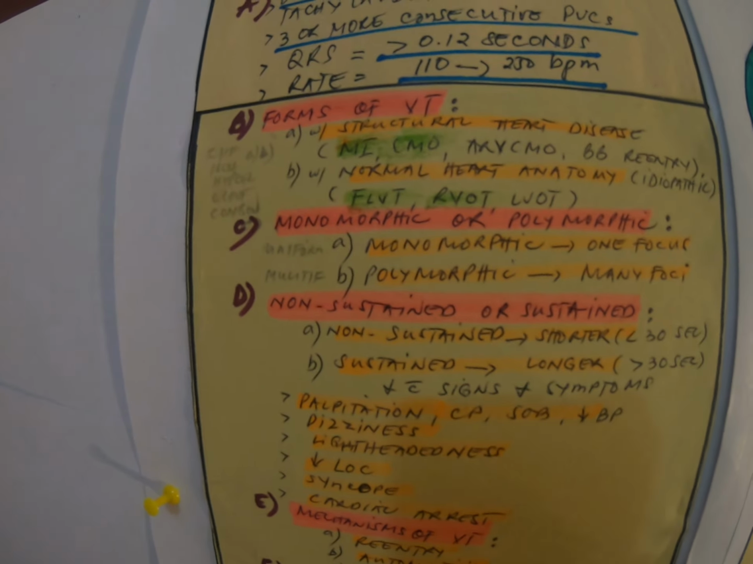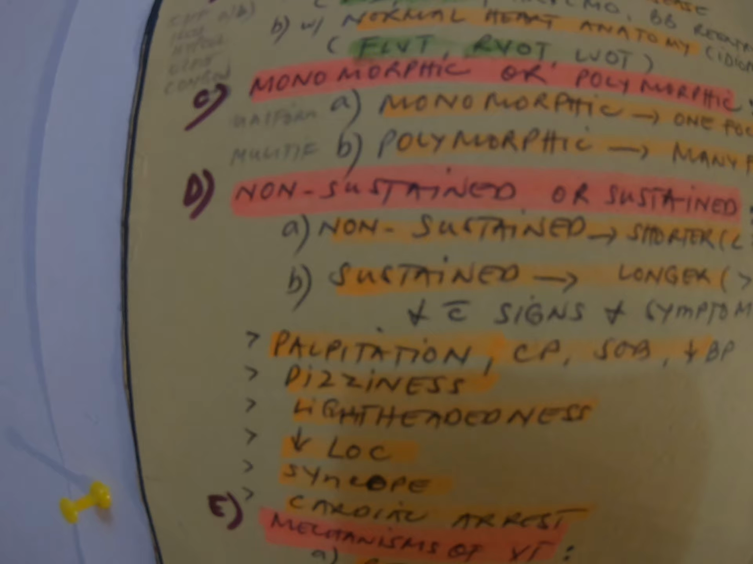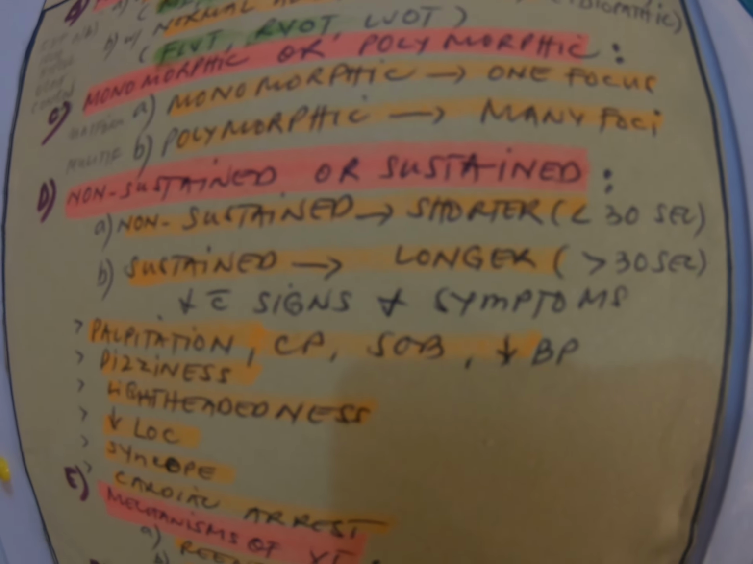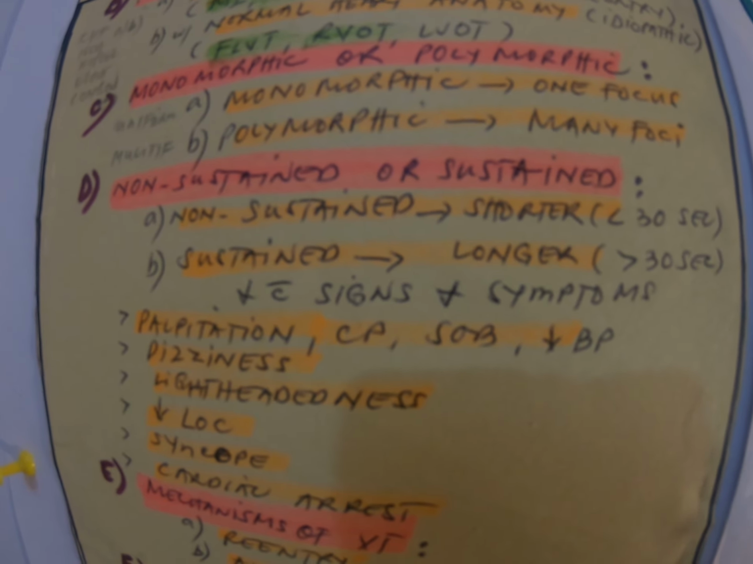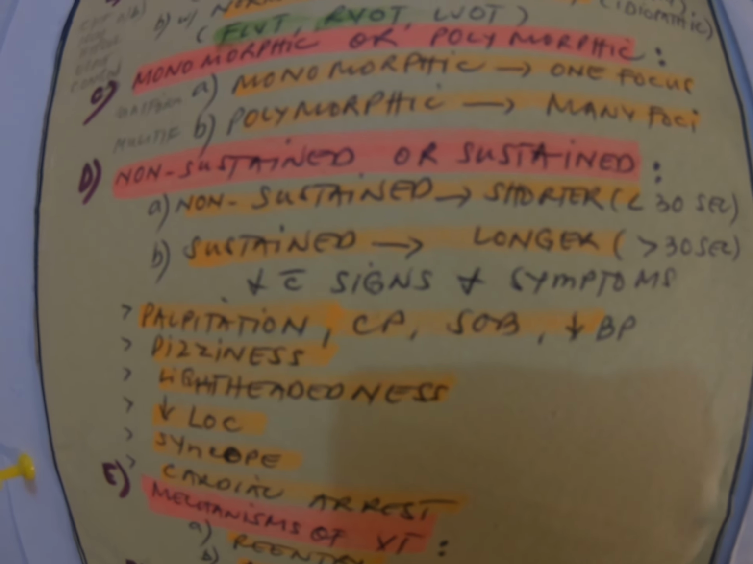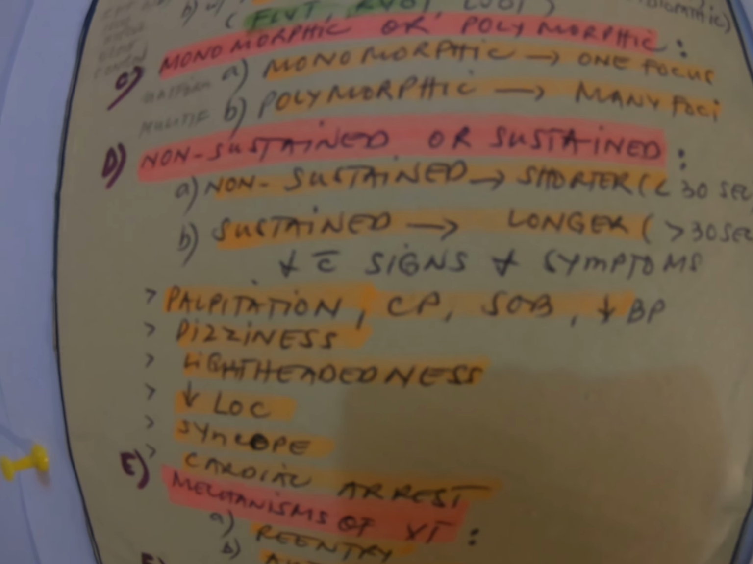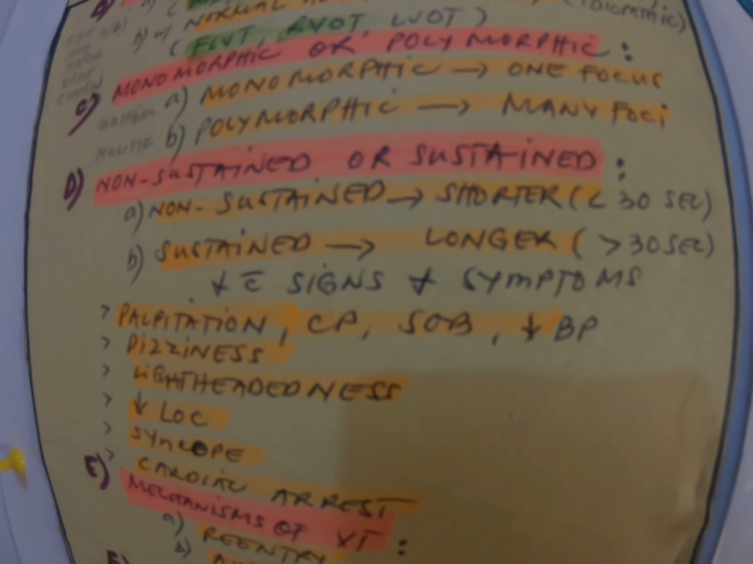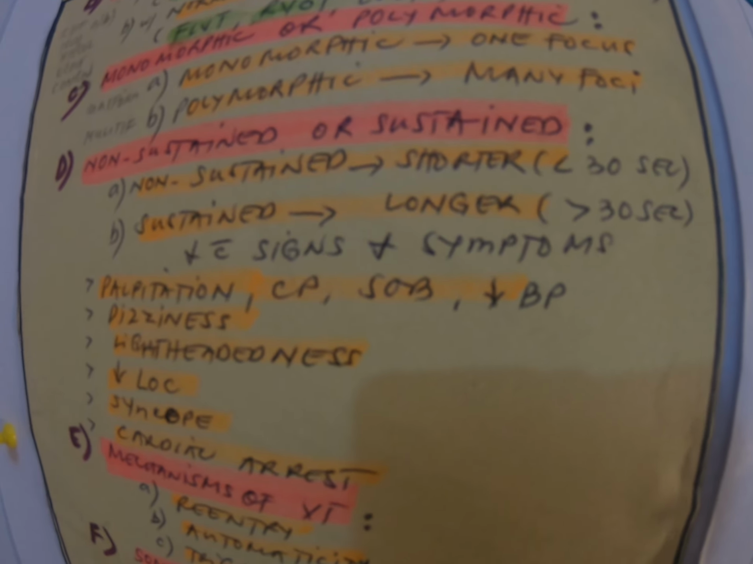This VTAC could be non-sustained or sustained. When you say non-sustained VTAC, okay, it's self-terminating. It's actually less than 30 seconds. No problem to the patient, but it's self-terminating as mentioned earlier. When you say sustained, it's longer, and it's more than 30 seconds.